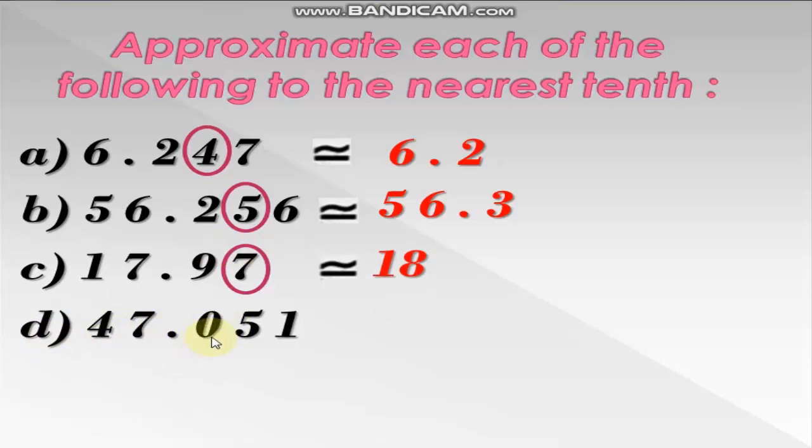Letter D, 47.051. Tenth here is 0 and the hundredth is 5. So we say if it's 5 or more than 5, we cancel it and add 1 to the tenth. Tenth here became number 1. So 47.051 after approximating to the nearest tenth became 47.1.